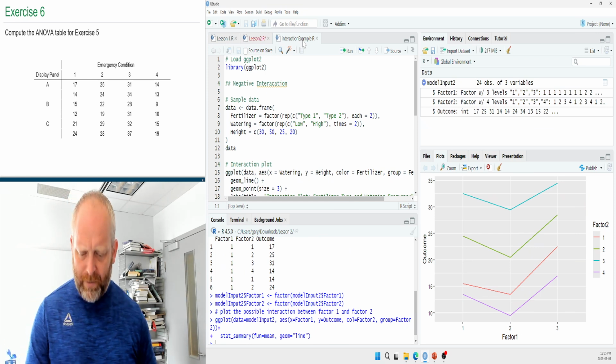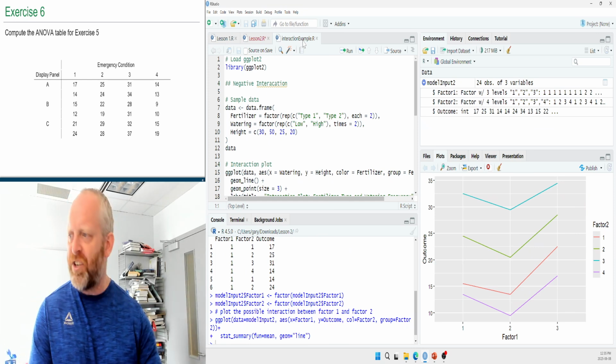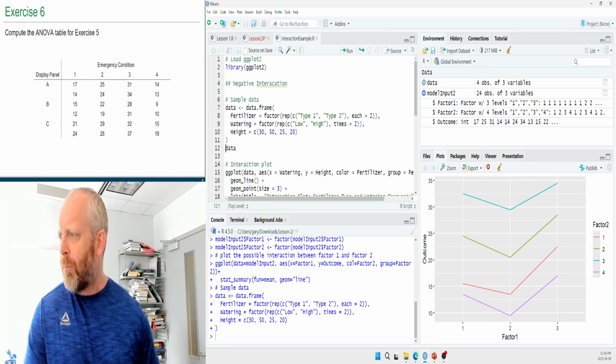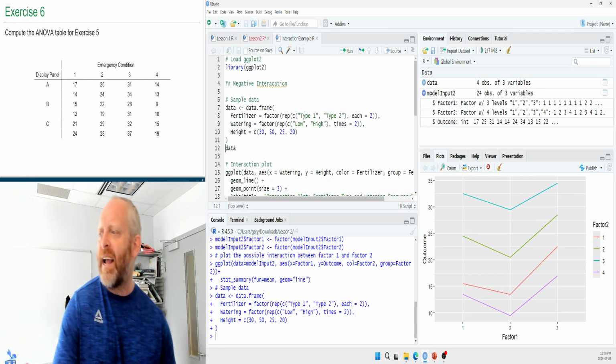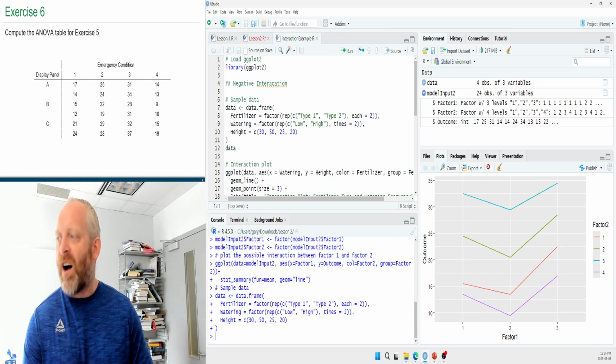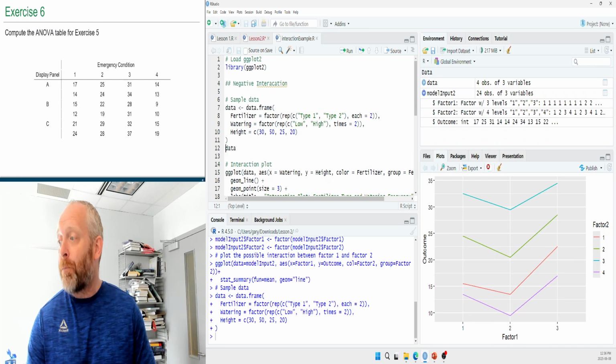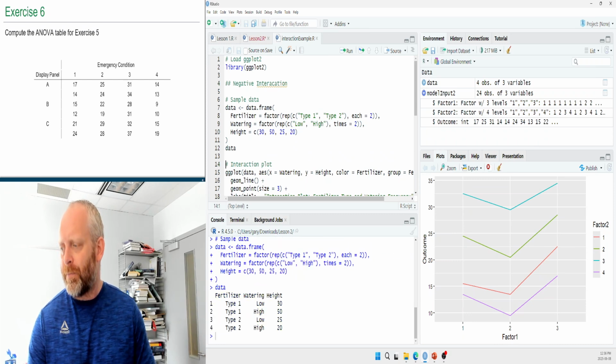All right, so I'm creating some sample data. I don't need to load my ggplot2 because it's already loaded. So I'm going to bring in this data here. I'm going to store this in a data frame called data. I know, very original, but just go with it. Let's print the data frame out to the console.